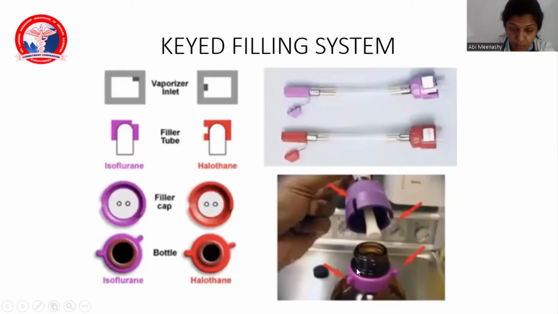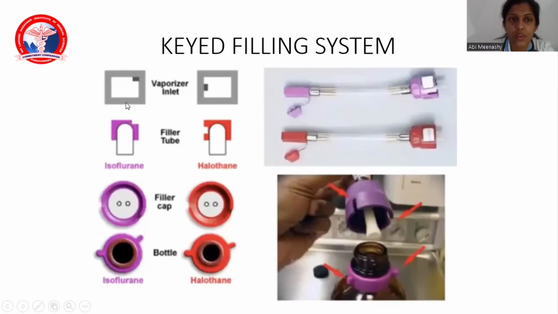So initially, you have to get a filler and fix the filler into the top of the bottle, and the filler in the end has a key. This key will match with only that vaporizer. Isoflurane filler tube will have a defect here. That defect will be fitted in the vaporizing inlet of the isoflurane vaporizer only. It will not get fixed with the halothane or sevoflurane vaporizer. Like you can see here, the halothane vaporizer has a projection on this wall, and the isoflurane vaporizer has a projection in the corner of this wall.